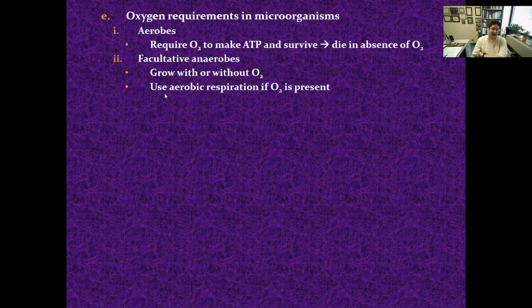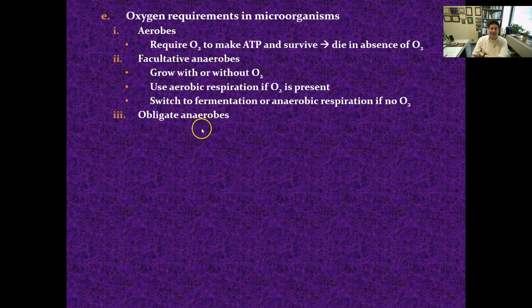Now, if there's oxygen present, they're going to use it, because if you have oxygen present, you can make more energy. If there's no oxygen present, they will switch to fermentation or something called anaerobic respiration. We'll be talking about these processes in the next chapter. We also have obligate anaerobes. These are strictly anaerobic and will die in the presence of oxygen. So oxygen actually kills them. They have to stay away from oxygen.